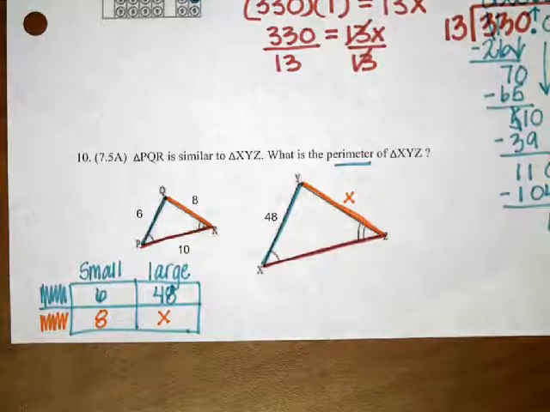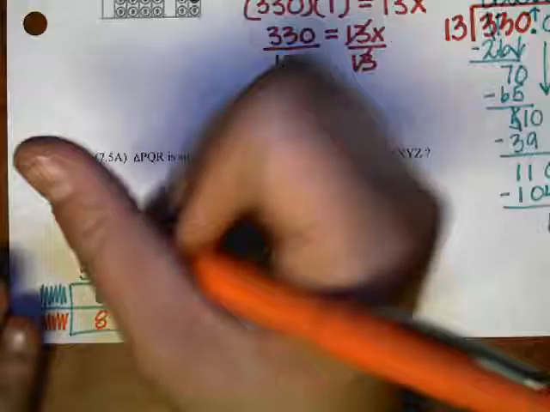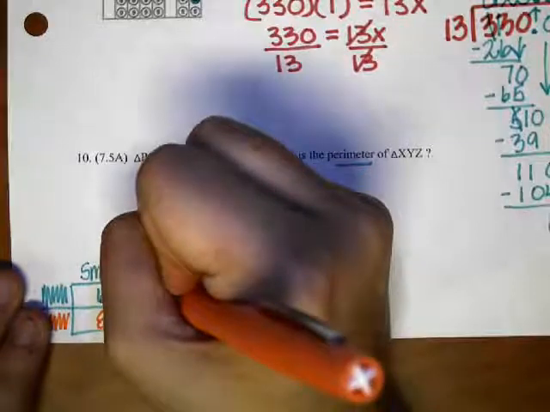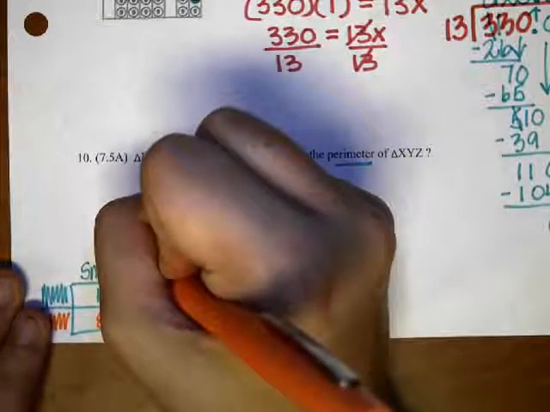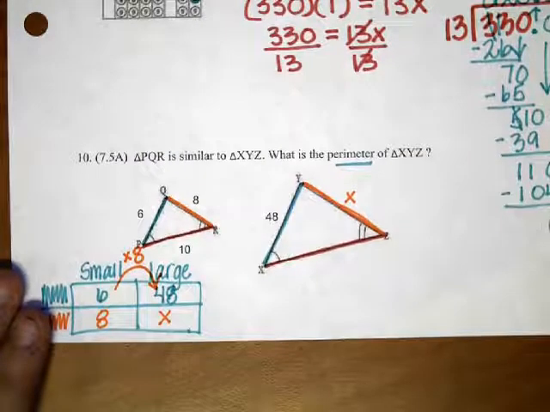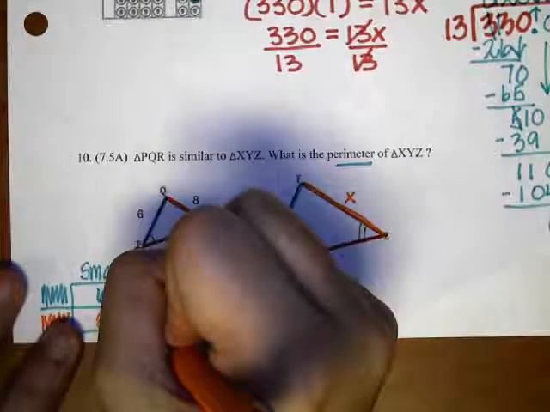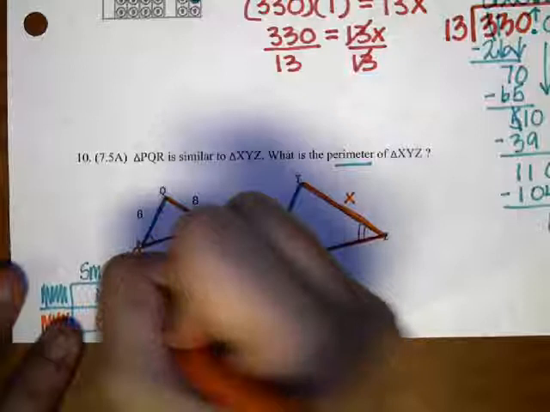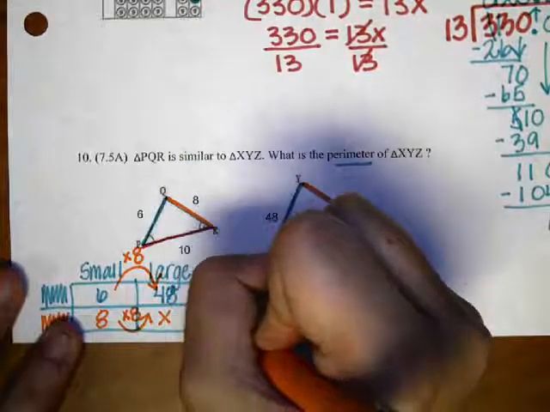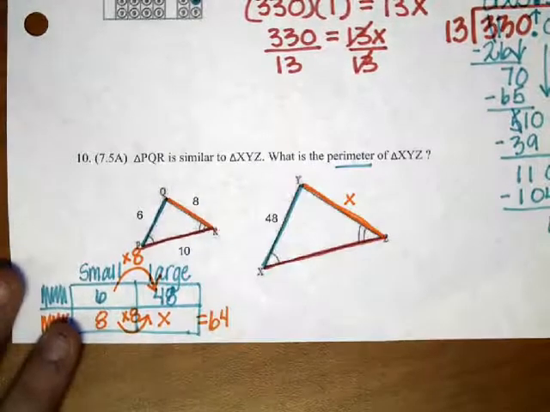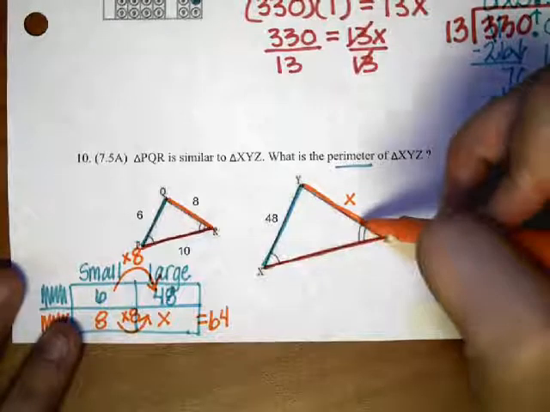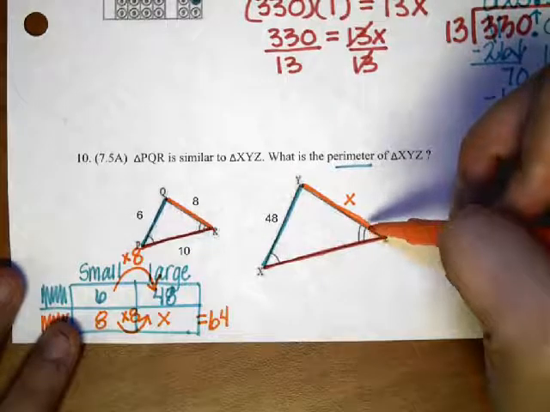If you notice, you can easily create a scale factor based on this information. I know that 6 times 8 is 48. So whatever I do to the bottom, I can do to the top. 8 times 8 is 64. So my missing side length for the orange side that I labeled is 64.